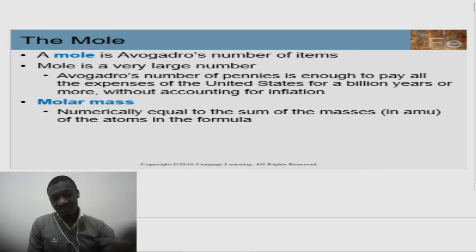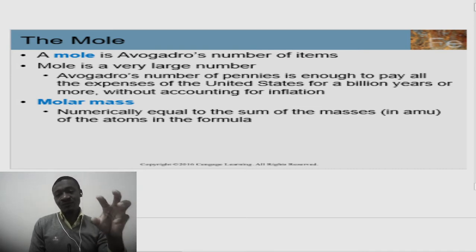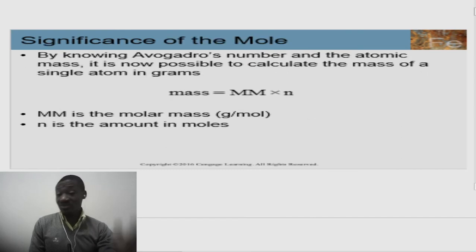So let's put that aside and look at the molar mass. The molar mass is numerically equal to the sum of the masses in AMU, our atomic mass unit, of the atoms in the formula. So it means you're looking at the formula, which is a combination of elements, and you're combining the masses, and that makes up your molar mass. And notice the words molecules, moles, molar mass, all of them are very much connected.